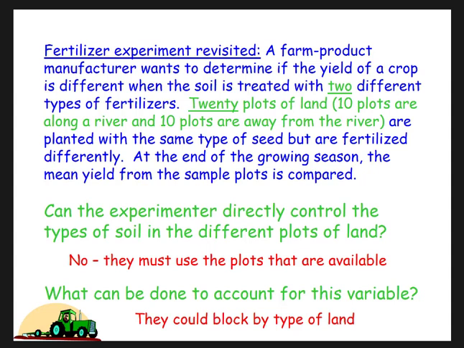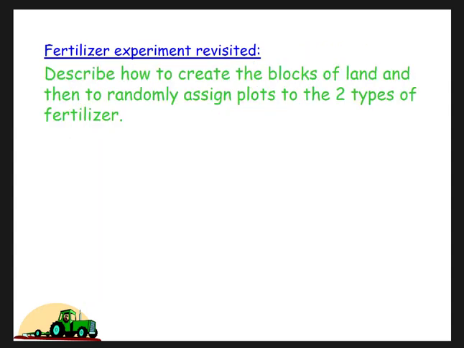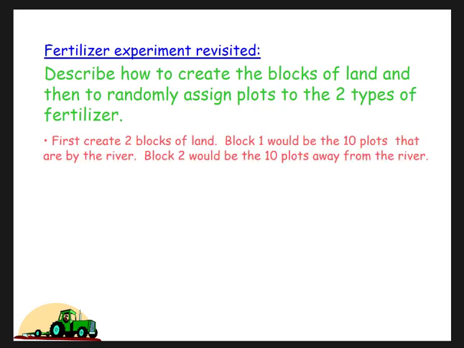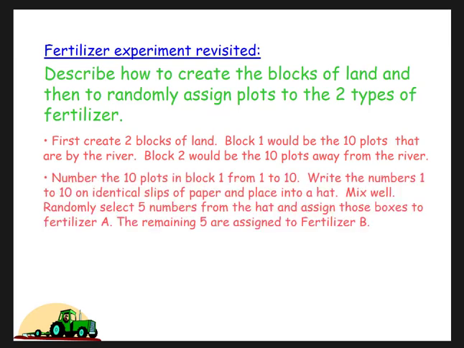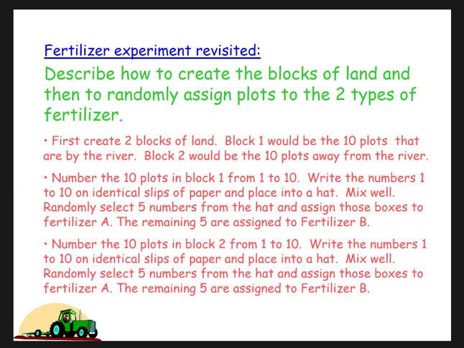Or, as they said here, they could block by type of land. Soil types: make sure that if you've got 3 that are this soil type, each of them gets 1 of the different types of fertilizer. How to create blocks? Well, again, by soil type. You test the soil and take the ones that are most similar, or maybe the ones that are closest to a water source, drainage types or whatever, block them by that and divide them evenly amongst the treatments. There's another way of using the 10 blocks to divide them up as well. And then again, you could number them and block them out that way.